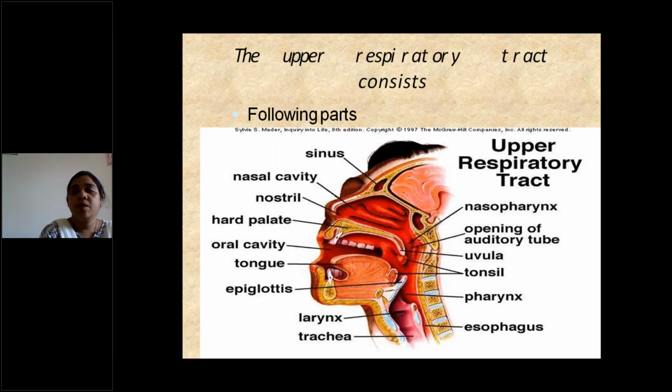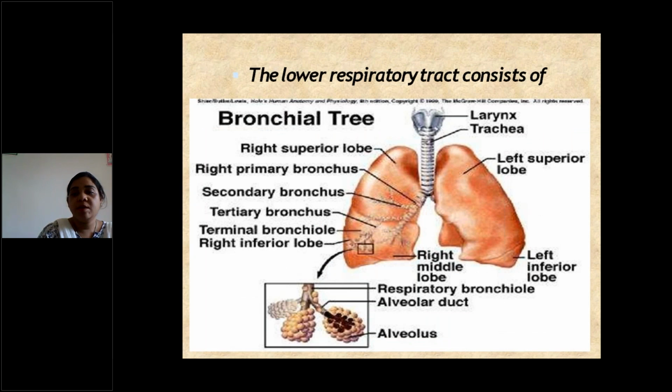So, upper respiratory tract infection, can you see the parts? What are they? Sinus, nasal cavity, nostrils, nasopharynx. All these are a part of the upper respiratory tract. Next is the lower respiratory tract. The lower respiratory tract consists of bronchi, bronchioles, alveoli, etc. So, depending upon which part of the respiratory tract the infection takes place, there are so many types of respiratory tract infections.